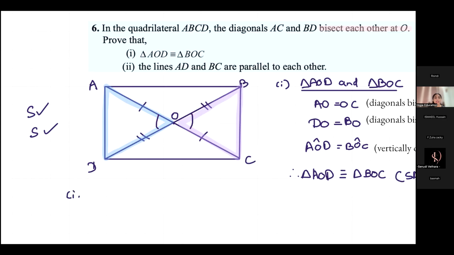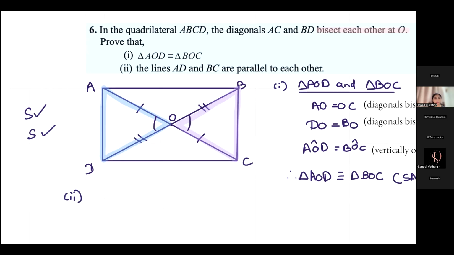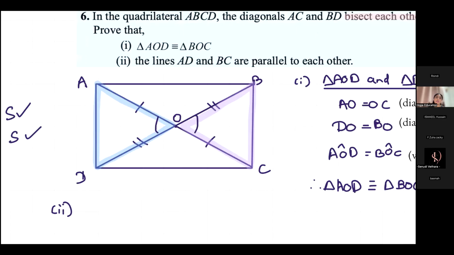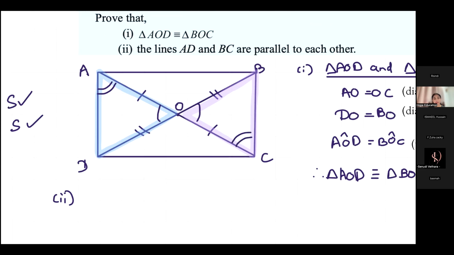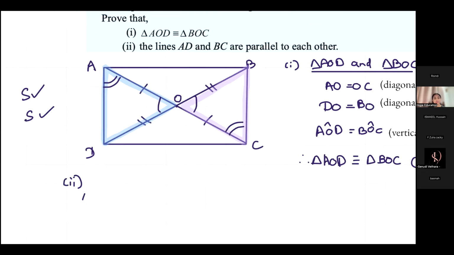The lines AD and BC are parallel to each other. Here, can you see that this angle is equal to this angle? Can somebody tell me the reason for that? Angle DAO is equal to OCB. Can somebody tell me the reason for that?